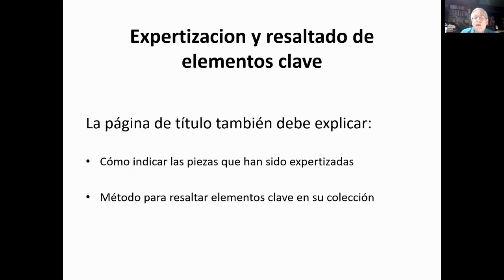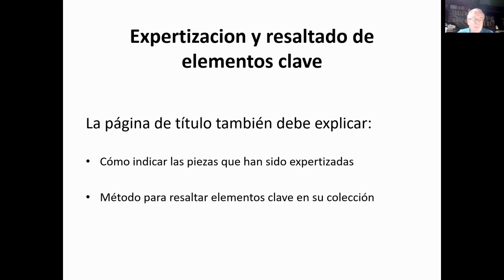Next. Now, one of the other aspects that's become more important in recent years is expertizing and highlighting the key items. If you go back 40, 50 years, really neither of these aspects was something that an exhibitor would even consider. The material was the material, it was there. If something had a certificate, well, that was great, but it wasn't something that you had to highlight. Today, it is now generally accepted that you should highlight items or indicate items that have been expertized. It's also become conventional to highlight the key items in your exhibit.